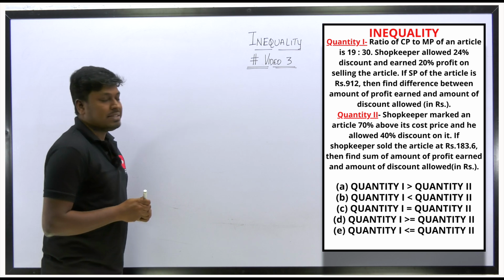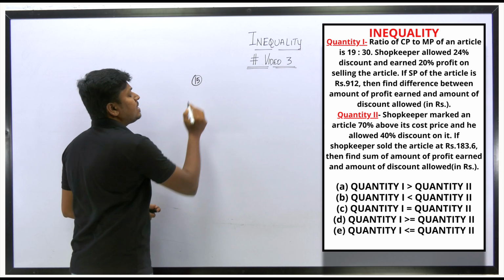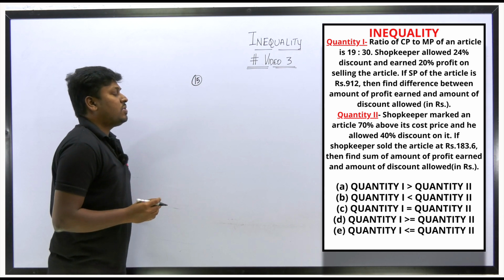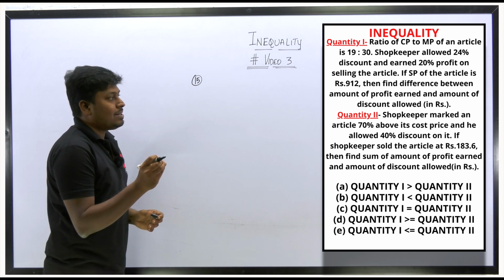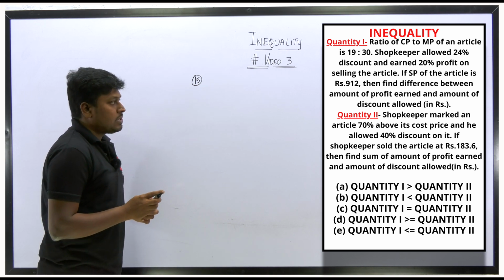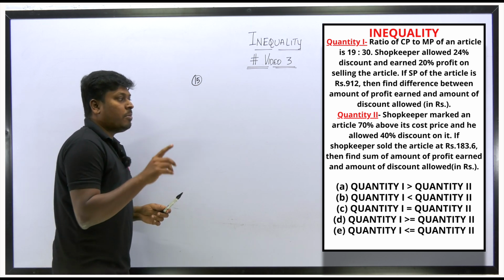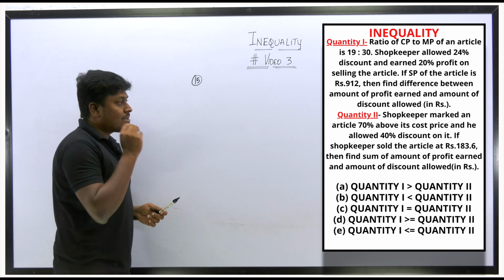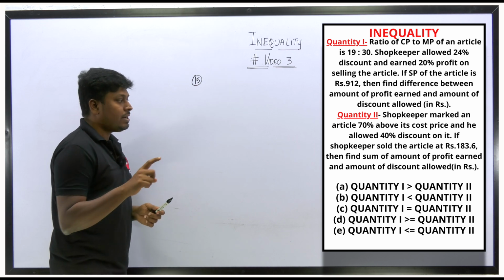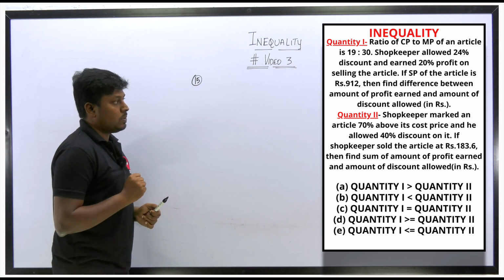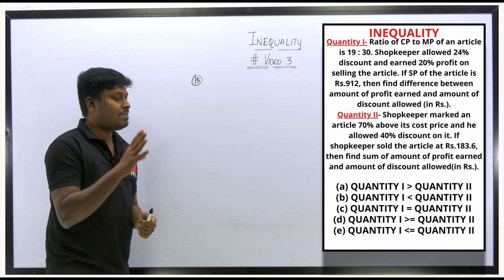So here is the last, 15th question. The ratio of cost price to the marked price is 19:30. The shopkeeper allows 24% discount and earns 20% profit on the selling price. If the selling price of the article is 912, then find the difference between the amount of profit earned and the amount of discount allowed. So we need to find the difference of profit earned and amount of discount allowed. Again, this question is based on the topic of profit and loss as well as discount, right?